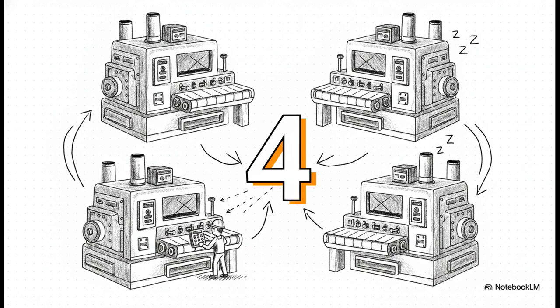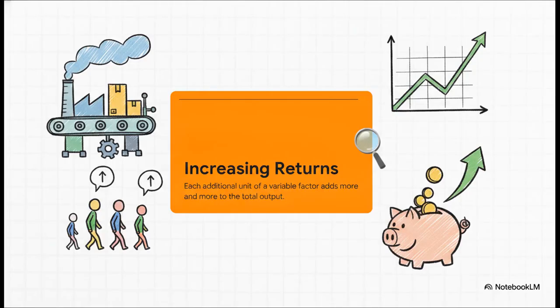Our solitary worker can literally only operate one machine at any given time. The other three, they're just sitting there, completely idle and unproductive. This frustrating factory floor dilemma perfectly illustrates a concept called increasing returns to a factor. By definition, this is a situation where each additional unit of a variable factor, like, say, hiring an extra worker, adds more and more to your total output.